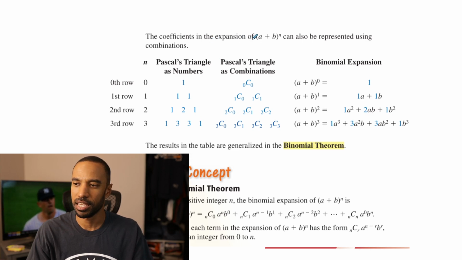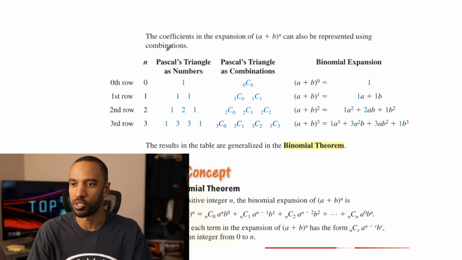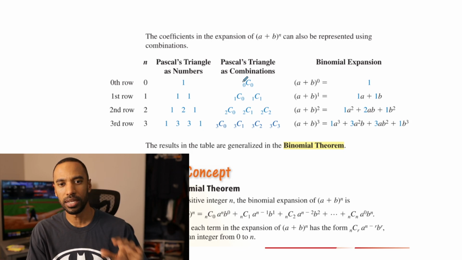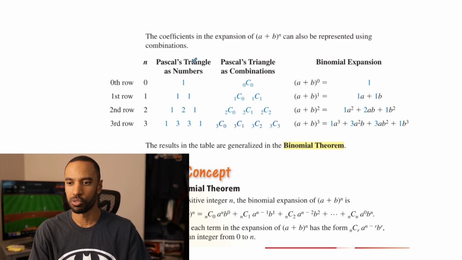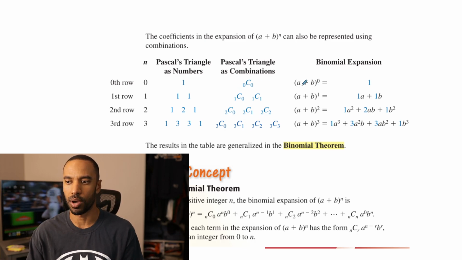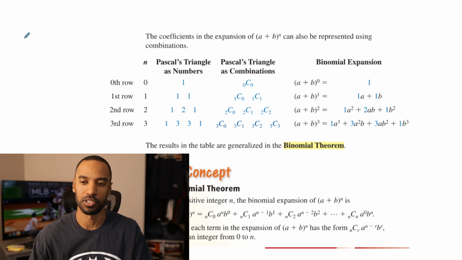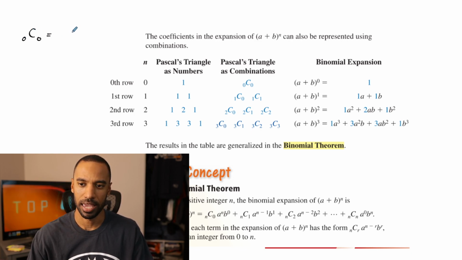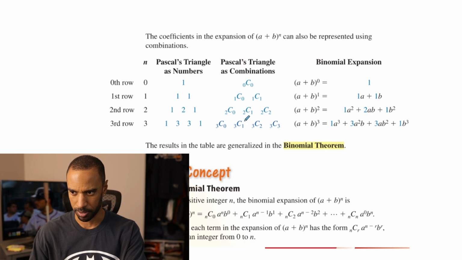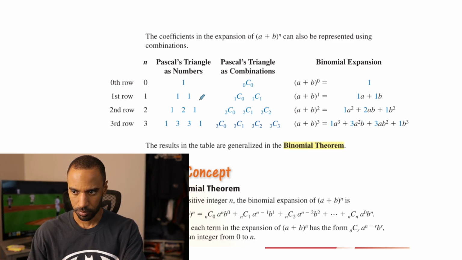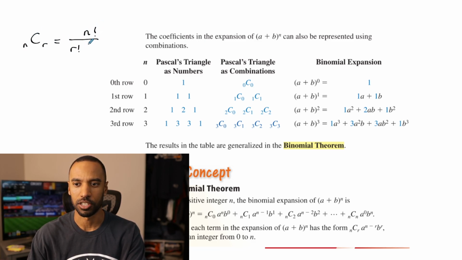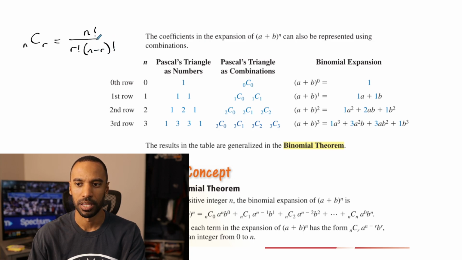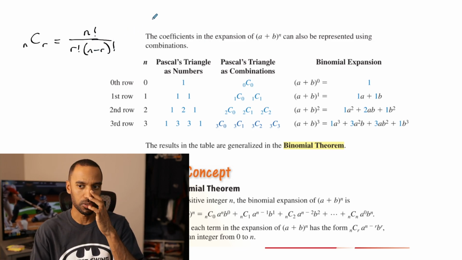All right, the coefficients in the expansion of a plus b to the n can also be represented using combinations. So we did combinations in chapter 5 of IM2. If you don't remember how these things work, you do have calculator options to bring this stuff up. For example, let's use 3 choose 1. N choose r equals n factorial over r factorial times n minus r factorial. If you don't remember that, that's okay. You can use the calculator for it.